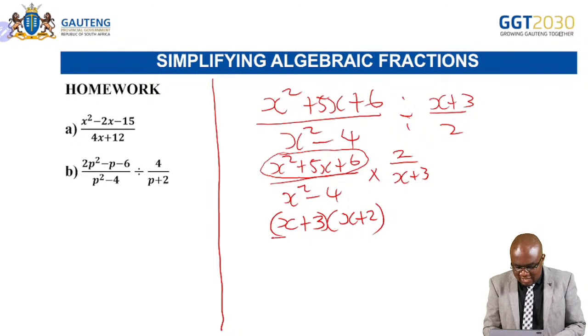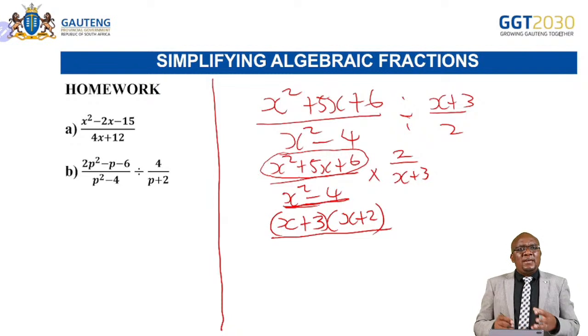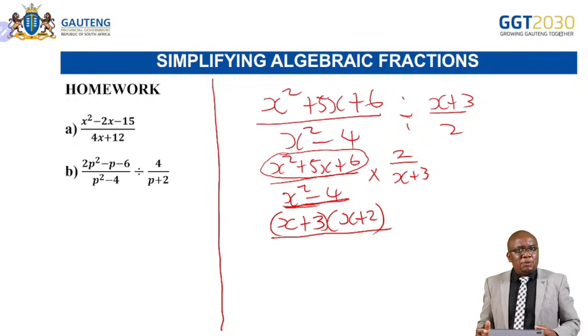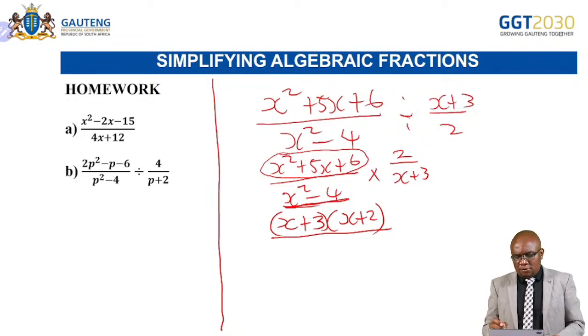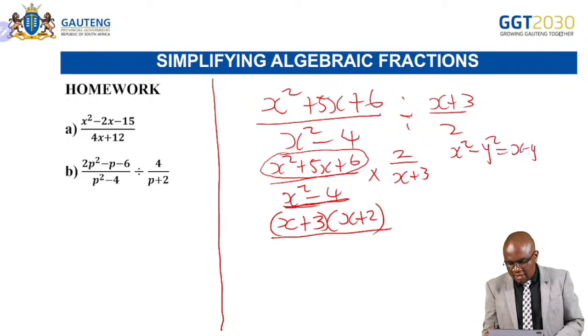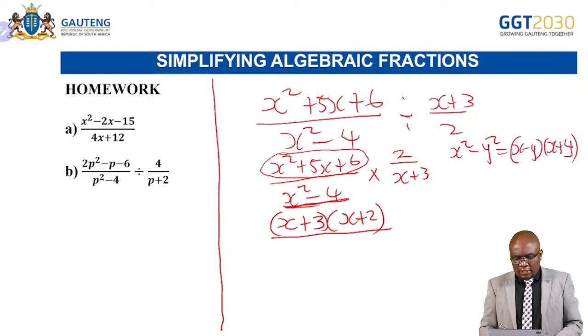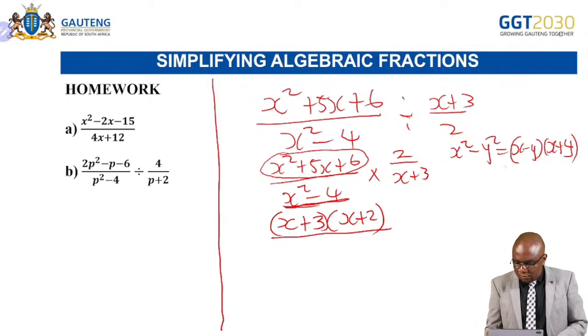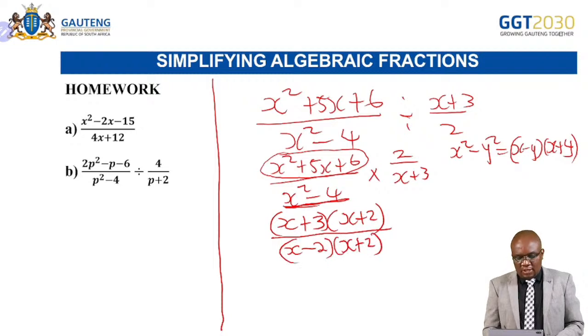Okay? And then if you check this difference of two squares, x squared is a square, 4 is a square. You are finding the difference between those two. How do we factorize difference of two squares? You say x squared minus y squared is equal to x minus y, x plus y, isn't it? Okay, you see that? Now we can use that and say x, because 4 is 2 squared. So you can say x minus 2 and then x plus 2. Do you see that? And then times 2 over x plus 3.